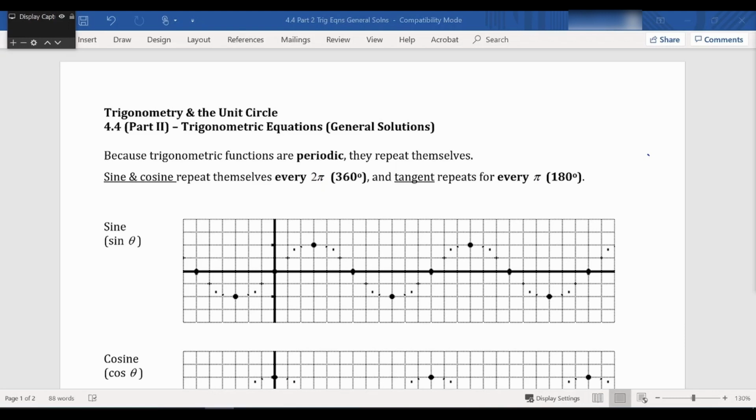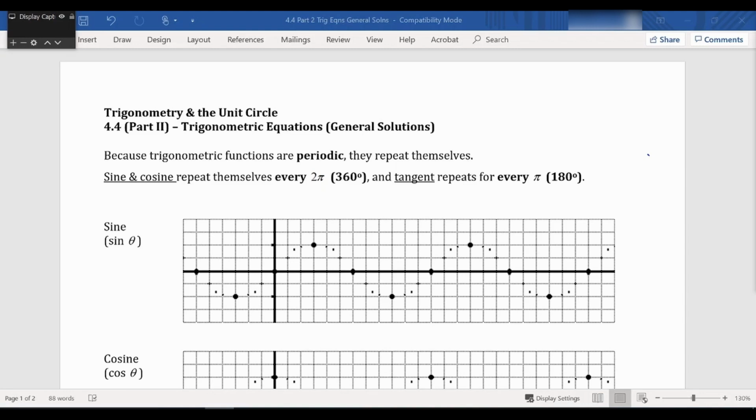Now, you don't need to know these for this chapter. This is just so you can see how they repeat themselves. And you'll have an entire chapter on these graphs that come next, which is chapter 5. So you do not need to know these graphs for your test. This is just to help you understand how the solutions to the general equations work.